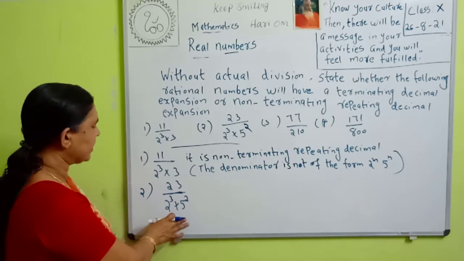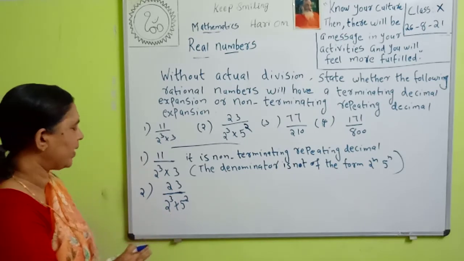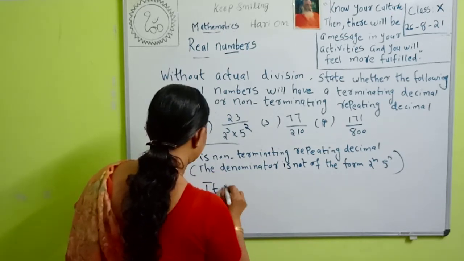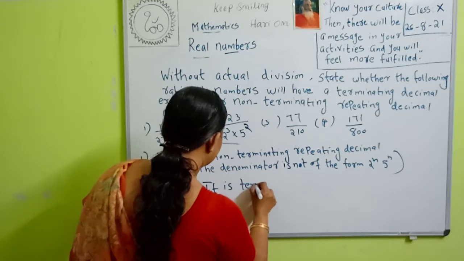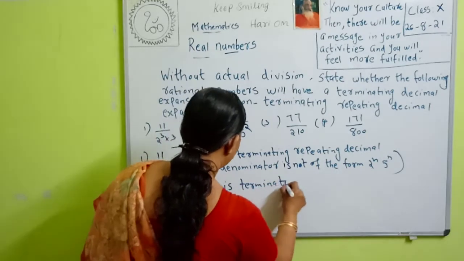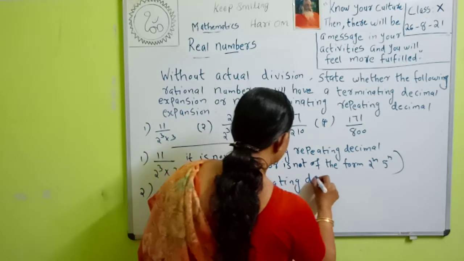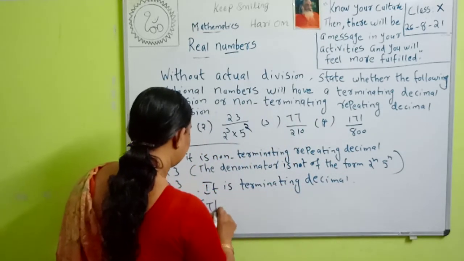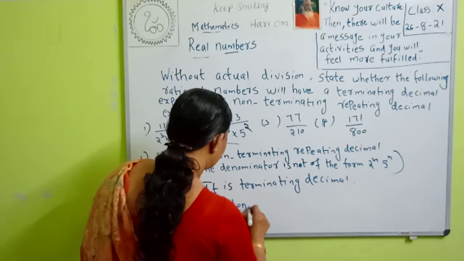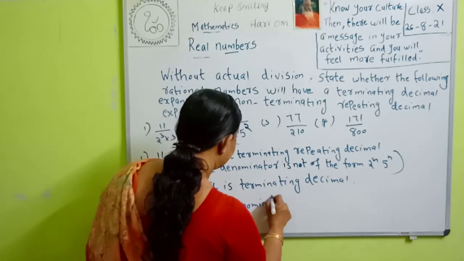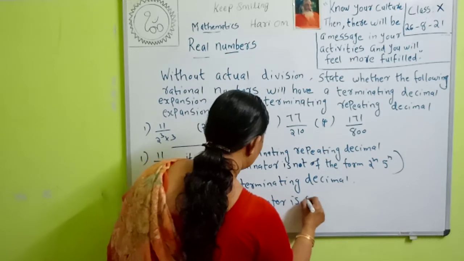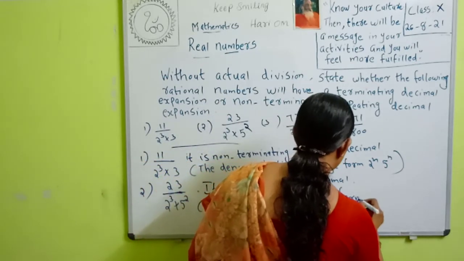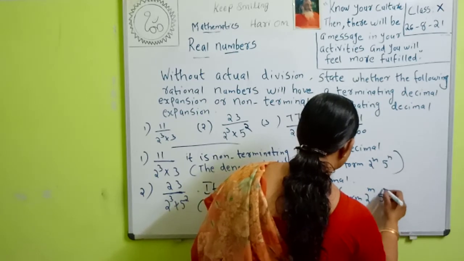So what we can say, the decimal expansion is terminating. Here it is a terminating decimal. What is the reason? Because the denominator is of the form 2 raised to m, 5 raised to n.